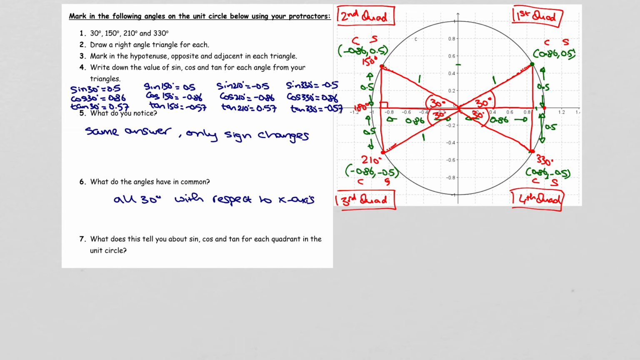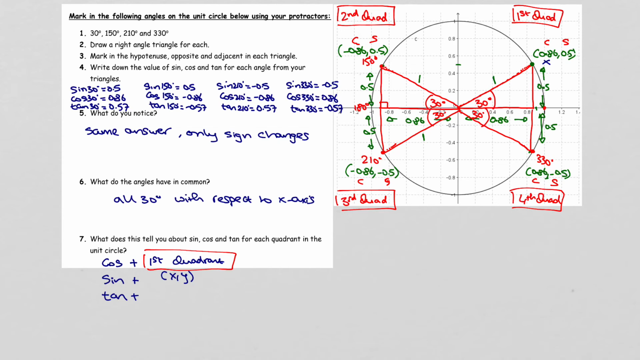And then what does this tell us about sine, cos and tan for each quadrant in the unit circle? Well, basically, if I get any value for cos in the first quadrant, well, it's always the x-coordinate. And the x-coordinate in the first quadrant is always going to be positive. But I can also say the same for sine and for tan, because x and y are always going to be positive in the first quadrant. In other words, I'm going out in the positive x direction and up in the positive y direction.